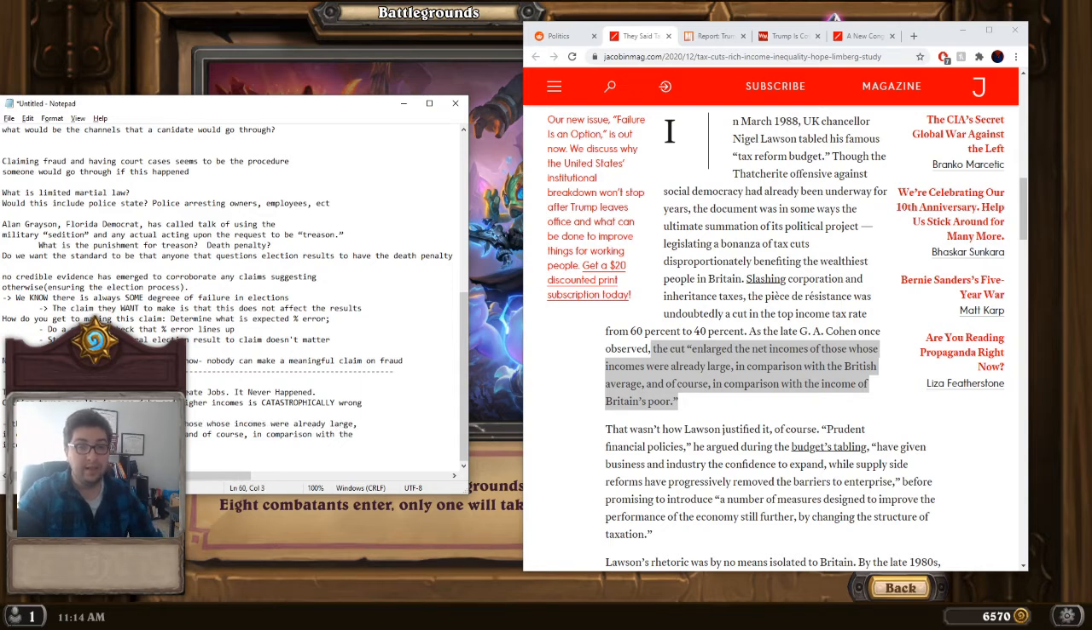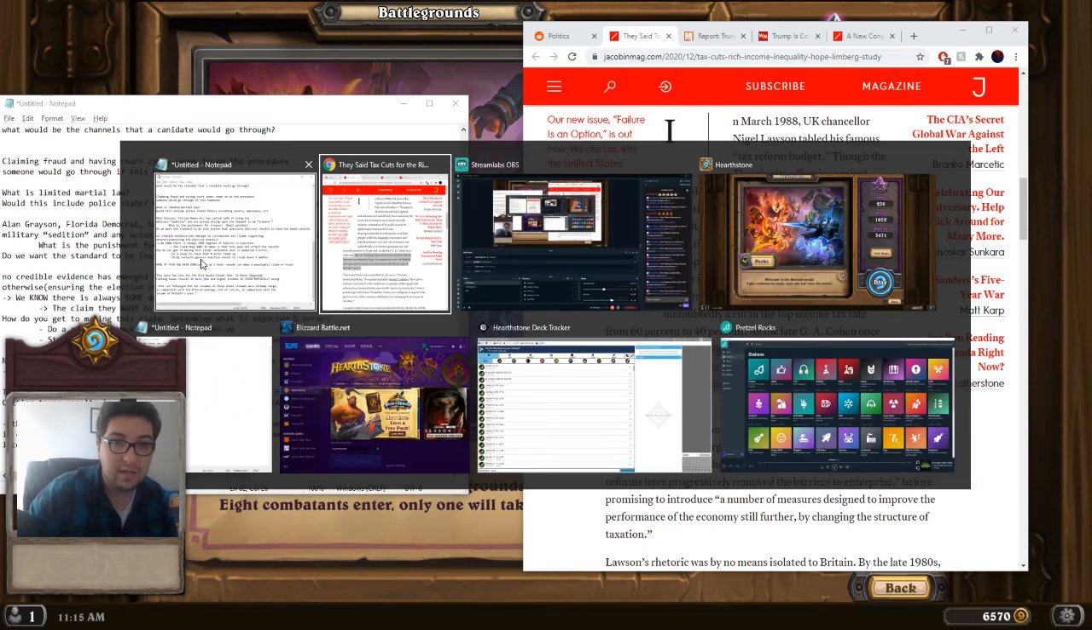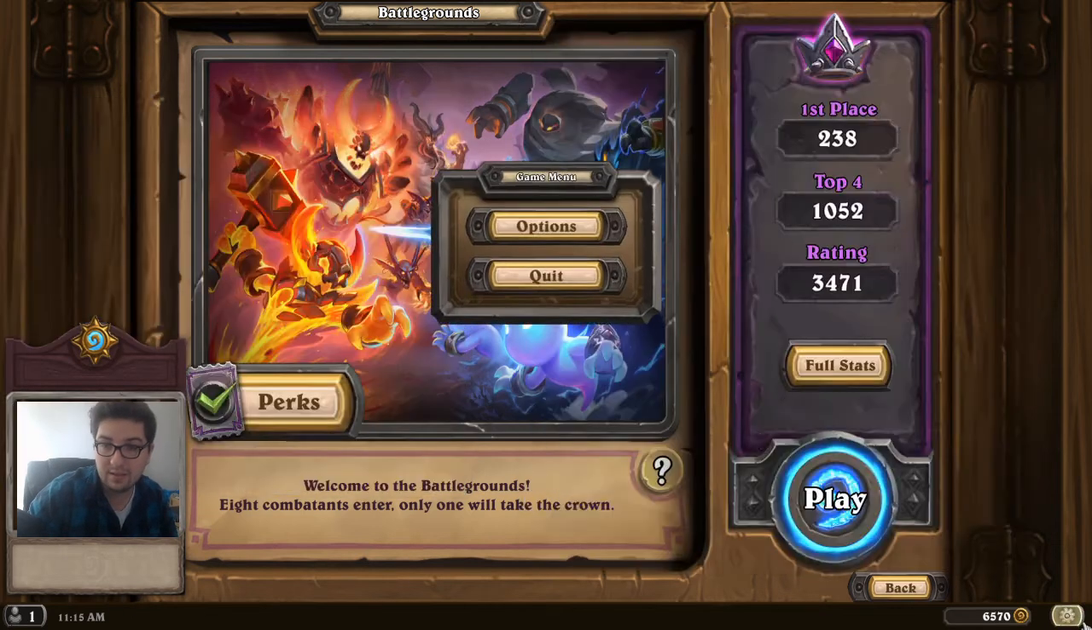That the net incomes of those that were already large, so we're getting this whole top 10%, and they're talking about Britain. But I'm assuming the UK is similar to the US with their economic standing, and concerned that the incomes are poor. So we're gonna bring out paint. I don't have paint. Give me one sec.